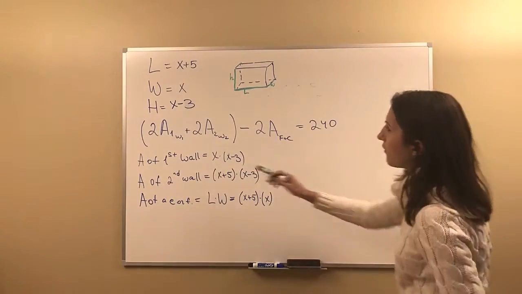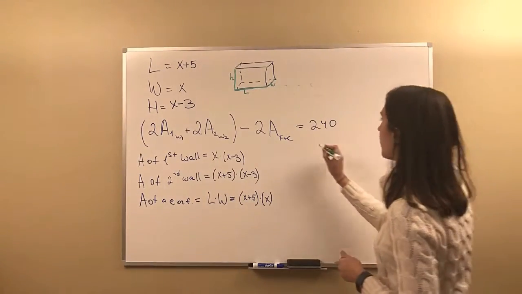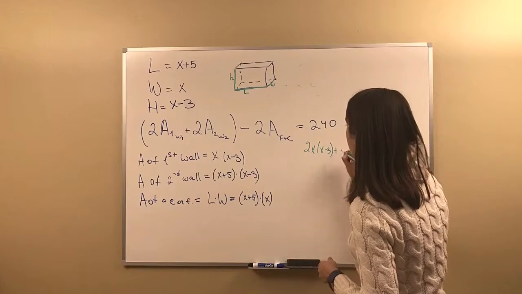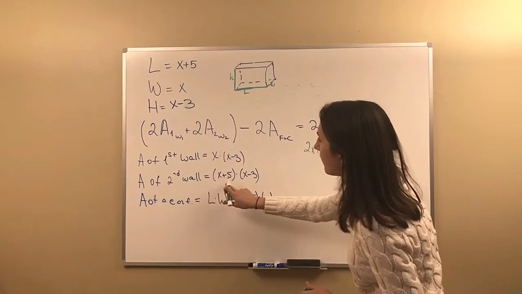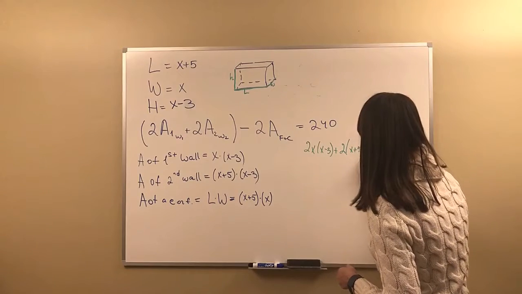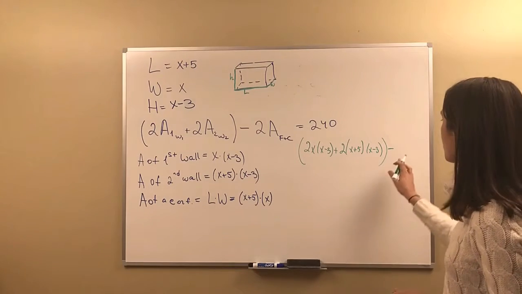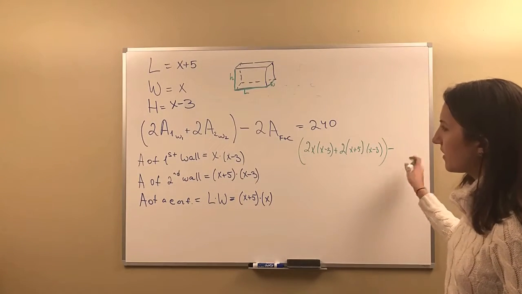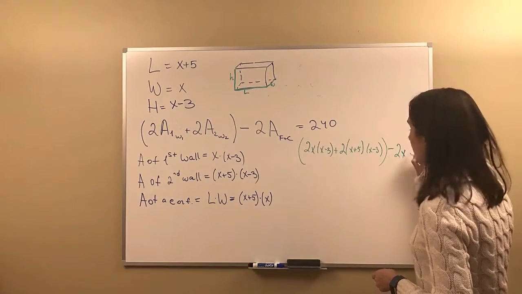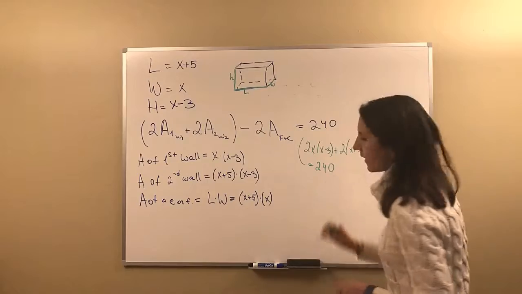So first, the area of the first wall is x minus 3. I already mentioned 2 of those, so that would be 2x(x minus 3), plus now the area of the second wall, again 2 of those, 2x plus 5 times x minus 3, minus 2 areas of those, that will be minus 2x(x plus 5) equals 240. Okay, so we made an equation.